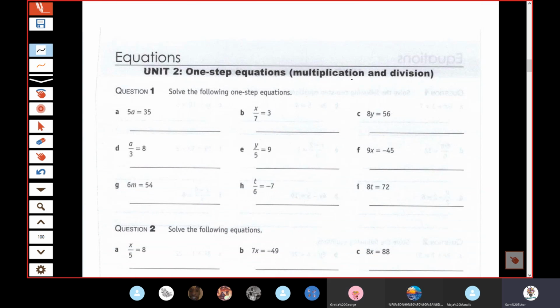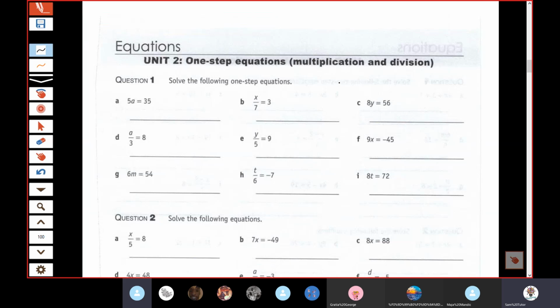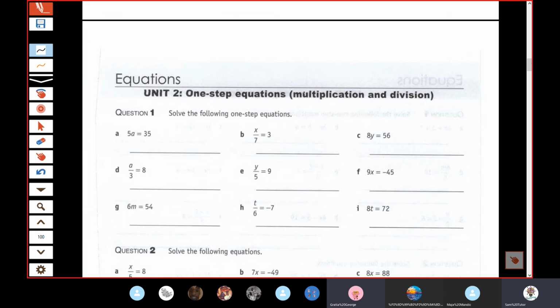Unit 2, multiplying and dividing. Of course, what did we say? The opposite of multiplying is dividing, and the opposite of dividing is multiplying. One thing you want to remember from algebra, what's in between the 3 and the A? Times. The small times. So what's the opposite of times? Divide.